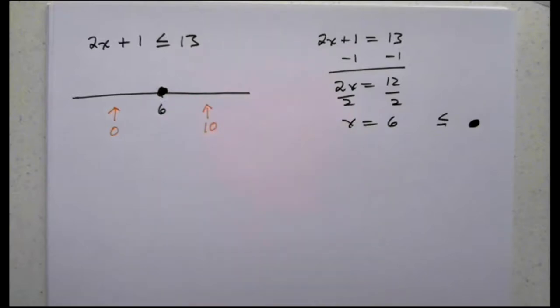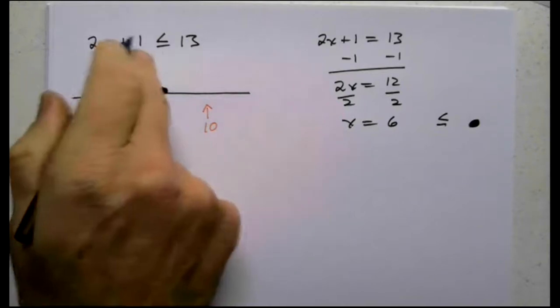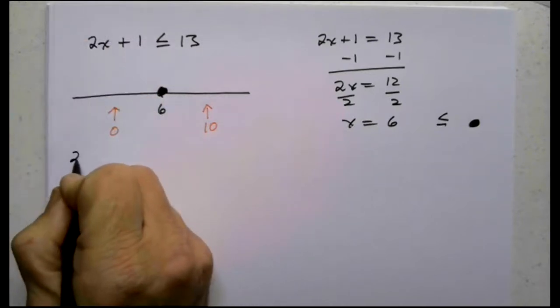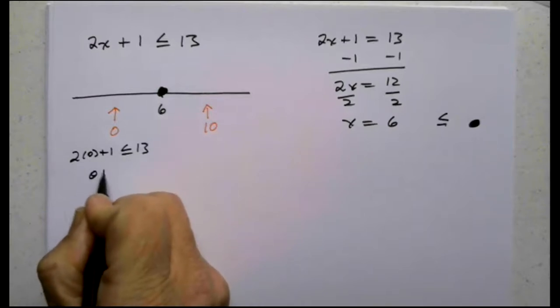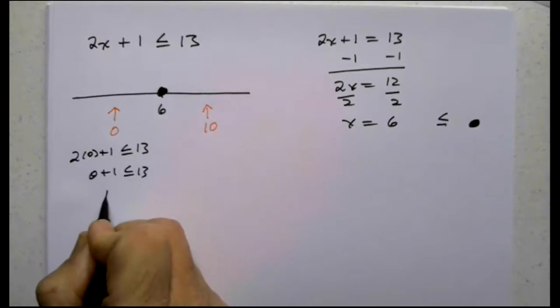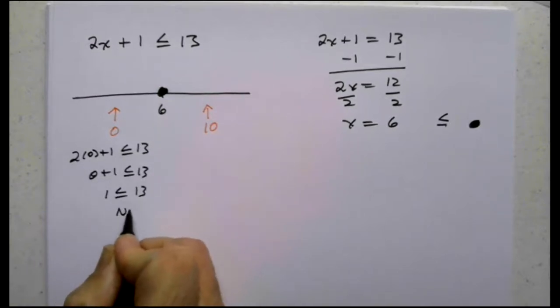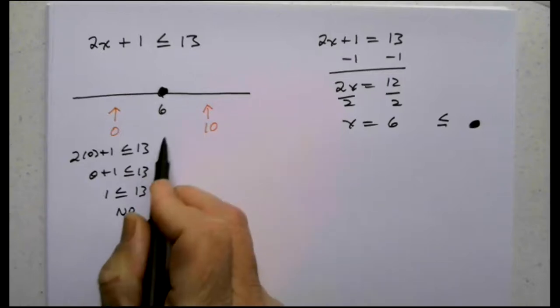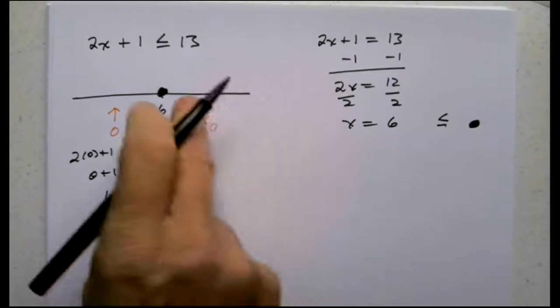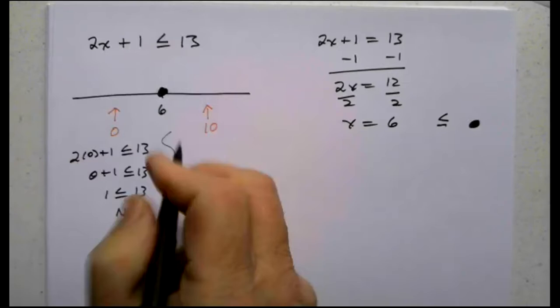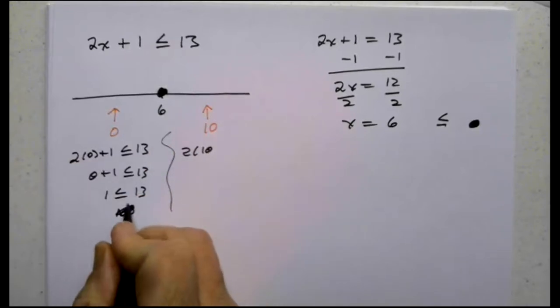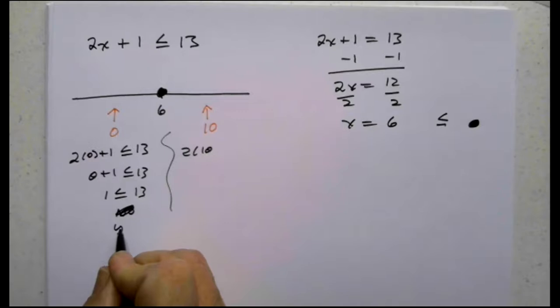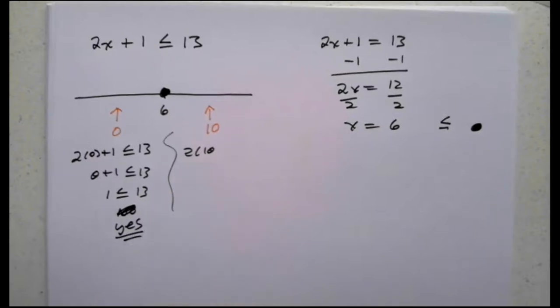And I test to see if the resulting statement is true or if it's false. So if I plug 0 in for x, that would give me 2 times 0 plus 1 less than or equal to 13. And the result is 1 less than or equal to 13. Yes, that's true. Now 10 is my test number for that half of the line.